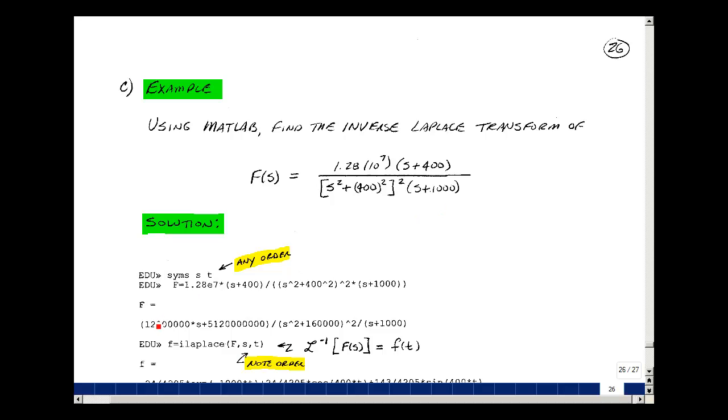We start to run the MATLAB program. Here I'm running the educational version of it. The first thing we need to do is declare the variables. These are our symbols s and t, and they can be in any order.